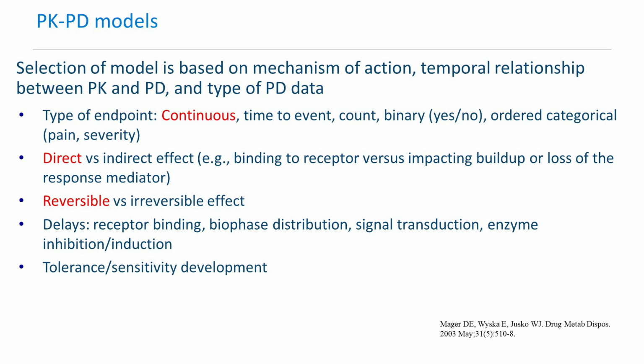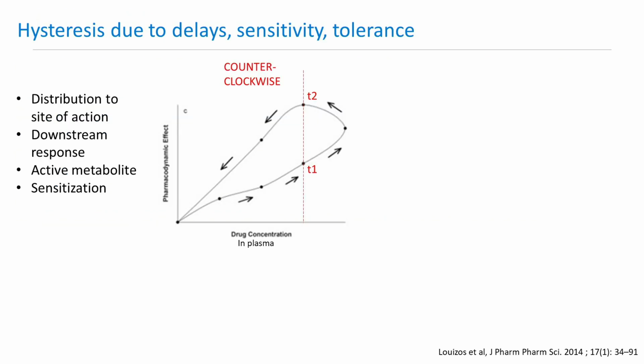And I will talk briefly about tolerance and sensitivity development because those can impact whether the same concentration has the same response at a different time. So let's start with the concept of the hysteresis loop. What you see here is an effect concentration plot, but it looks a little bit different than what we saw before. What you see here is a loop, and that loop is time.